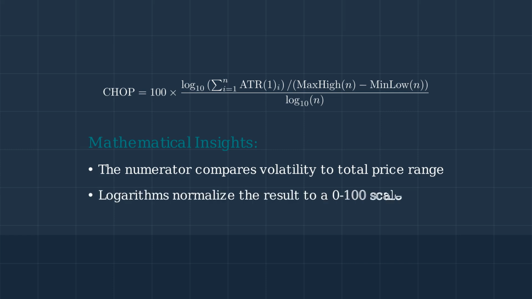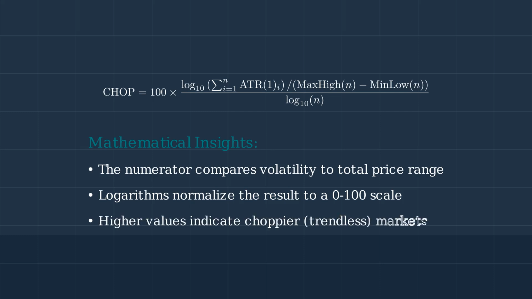Logarithms are used to normalize the result, giving us a consistent scale regardless of the specific security or time frame being analyzed. From a mathematical perspective, higher CHOP values indicate more choppy trendless markets. Conversely, lower values suggest the presence of a stronger directional trend.